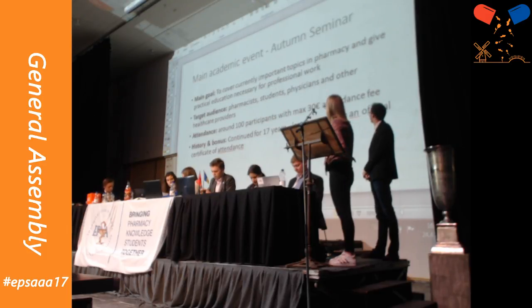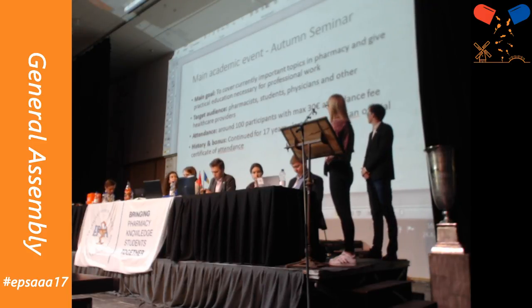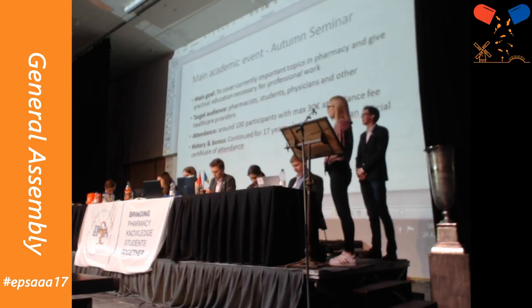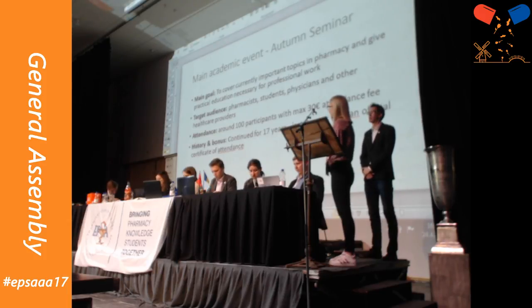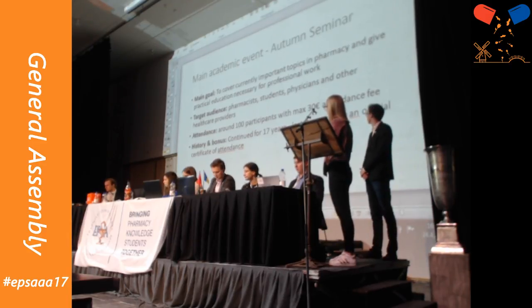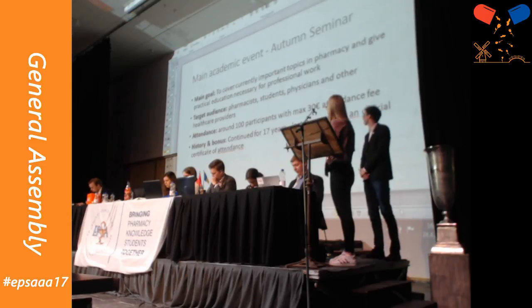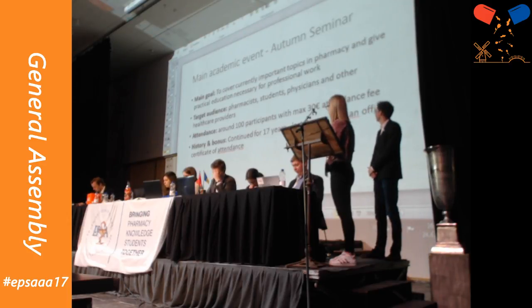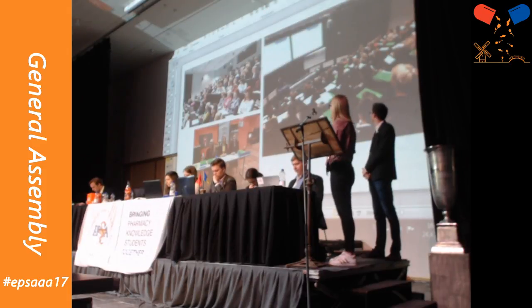Next slide, thank you. And I will talk about our main events. So the most important academic event is the autumn seminar, which is also the biggest income for us. The autumn seminar is for pharmacists and also pharmacy students and other physicians to give them knowledge about different kinds of topics. And mostly there are really many pharmacists, but also lots of students attend. It has a long tradition already, and for the last 3 years we also have an official certificate of attendance. Here are some pictures of the autumn seminar.